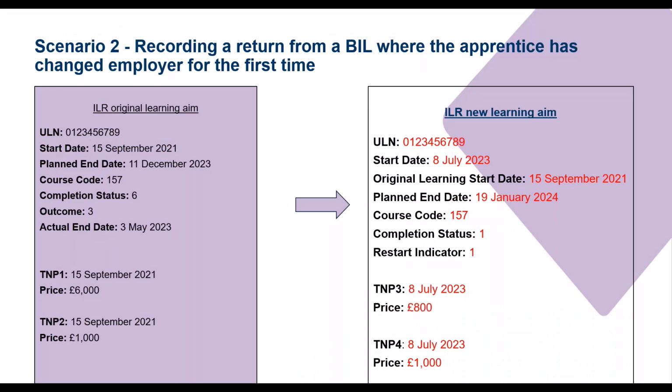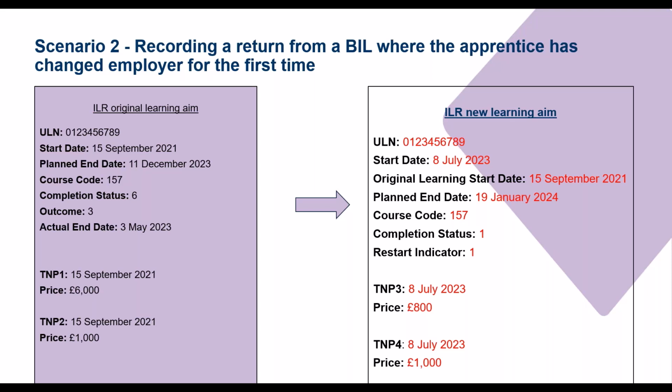Next slide, please. Okay, so scenario 2. This one shows how we would record a learner as returning from a break in learning, where up to the point they went on that break in learning, there hadn't been a change of employer. So there's no TNP 3 and 4 in the original learning aim, but now they are returning with a new employer. So as before, we leave the original closed learning aim untouched, and again we open a new learning aim, and this is the one shown on the right.